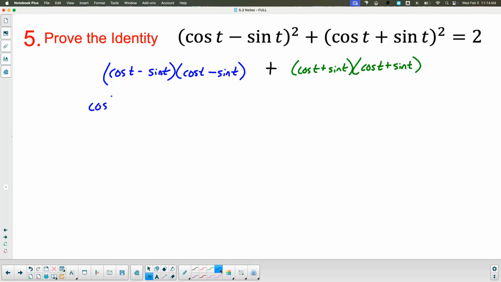Cosine squared of t? Yeah. And then minus cosine t sine t. Okay. And then minus cosine t sine t. So that would be minus 2 cosine of t sine of t? And then plus sine squared of t? Mm-hmm. Agree with that blue. Okay. Green. Somebody other than Claire?